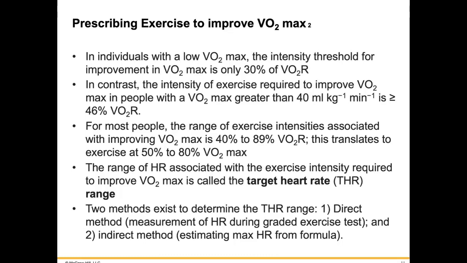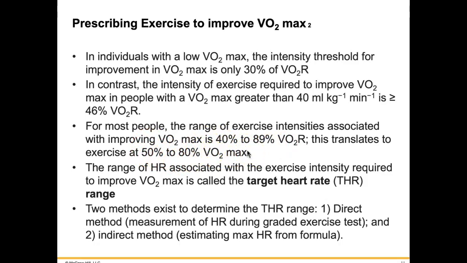So we mentioned in our Part 1 lecture that light to moderate physical activity is not going to significantly elevate our VO2 max. But for most people, the range of exercise intensities that are associated with improving their VO2 max tend to be 40% to 89% of their VO2 reserve. That then translates to 50% to 80% of their VO2 max.